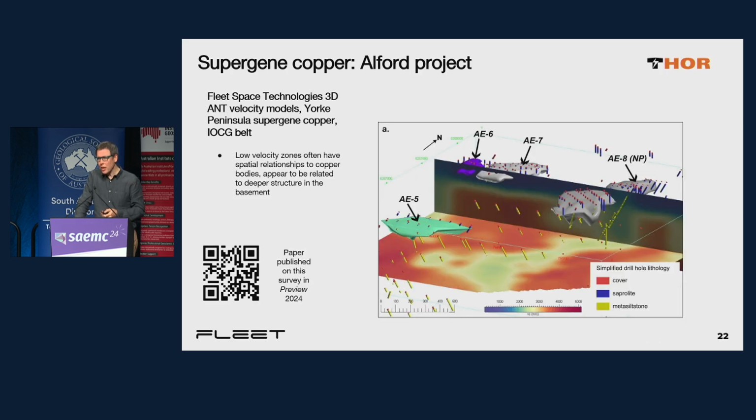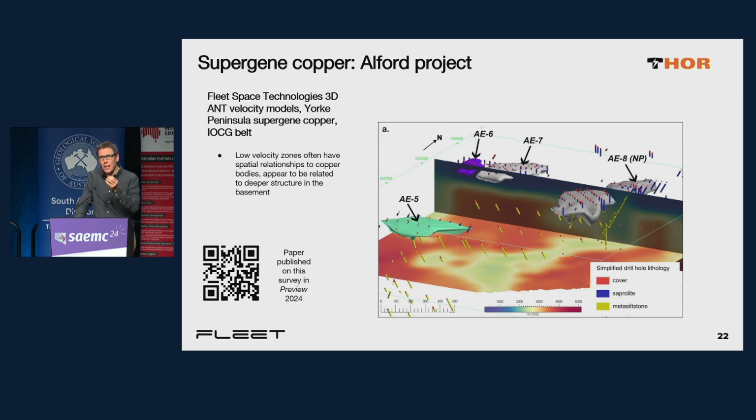So finally, closer to home, another use case of that has been the Alfred project, which we've worked on with Thor. This one we also were able to publish a paper on this year if you want to have a look at some of that work. Again, alteration in this sense, supergene alteration or weathering, has completely destroyed the texture of a lot of this rock, and no wonder it responds as a low velocity feature, full of clays and things like that.